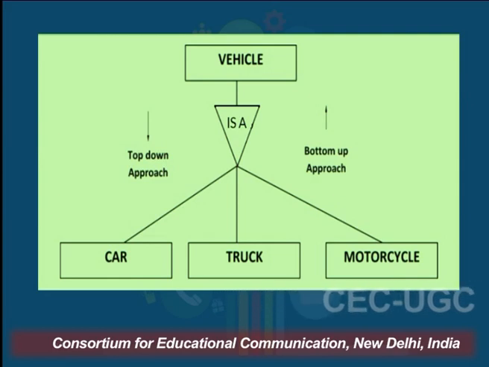Please notice the representation here, which is given on the screen, in which this triangle shape is used for representing the term is a. So, this is going to give you a symbol to be shown for the is a relationship. So, vehicle is a car, vehicle is a truck and vehicle is a motorcycle. In this type of scenario, if we want to depict this is a relationship, the symbol which we will be using will be a triangle.